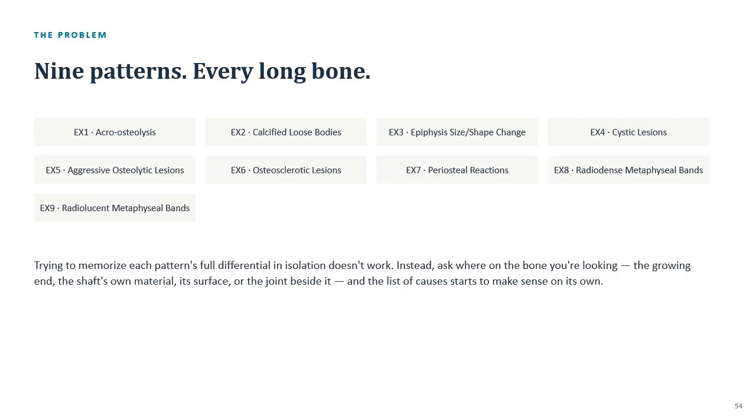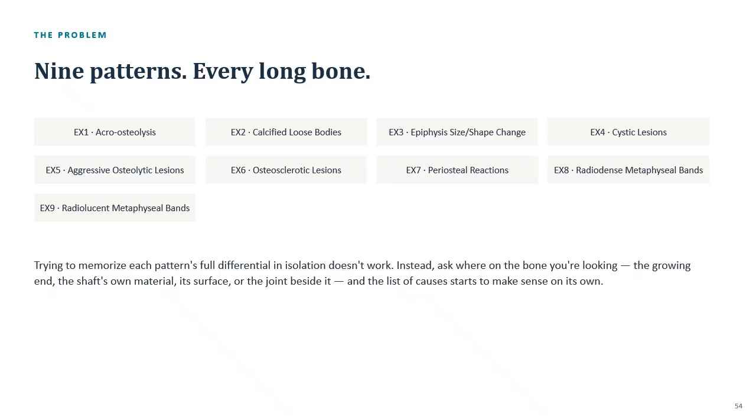All right, so the first one is acroosteolysis. That basically means that we're actually losing or reabsorbing bone at the fingertips. Another category is calcified loose bodies. These are small pieces of calcified material sitting inside or around a joint. We have epiphyseal changes, usually involving the end of a long bone, where we may notice an abnormal size change or an abnormal shape change.